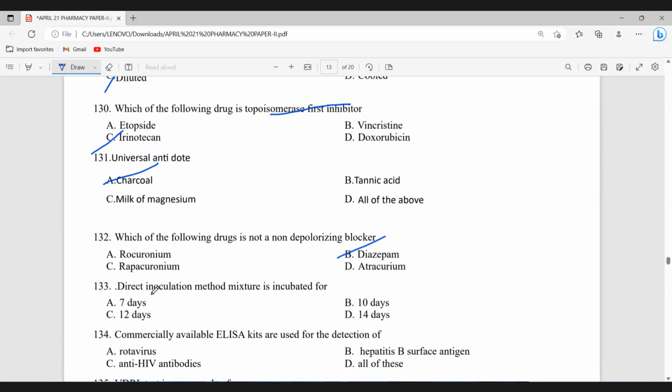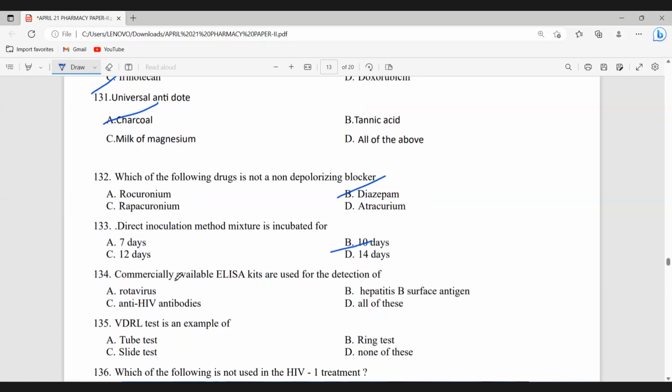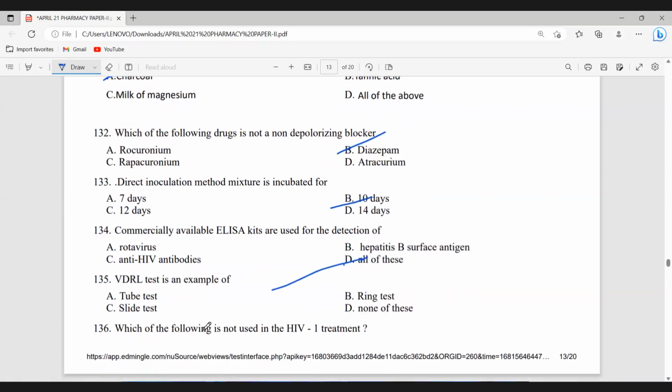In 133, direct inoculation method, the mixture is incubated for 14 days. 134. Commercially available ELISA kits are used for the detection of all the above. Then VDRL test is an example of a slide test.